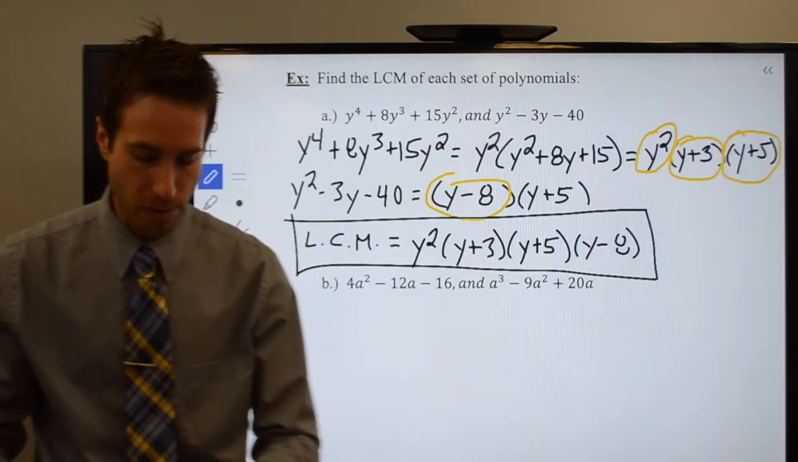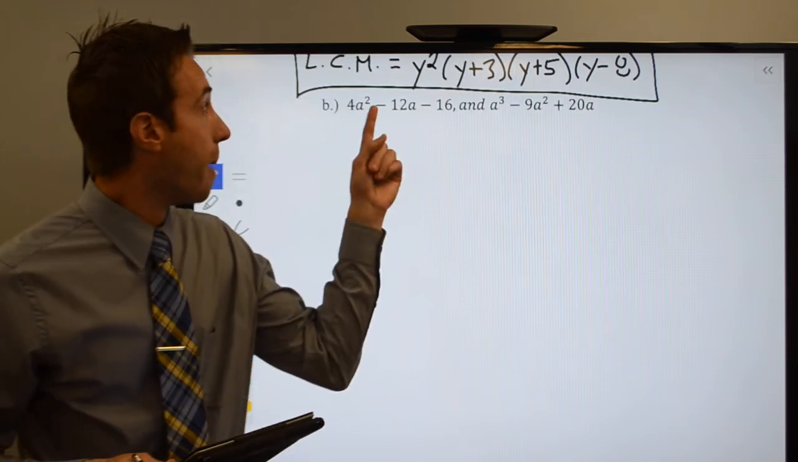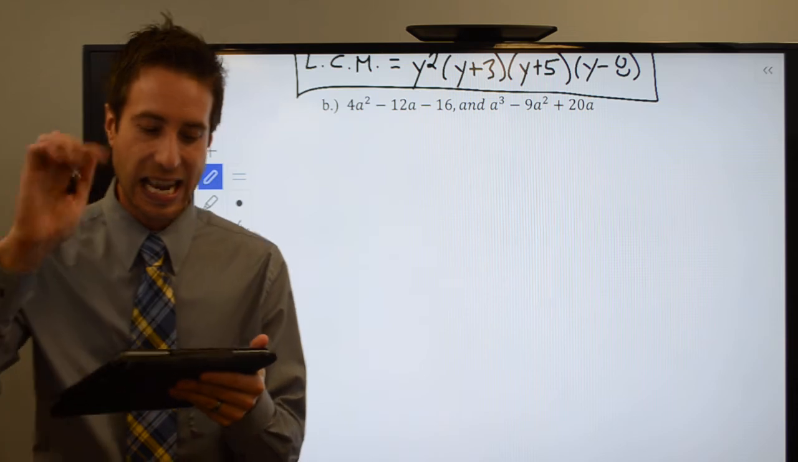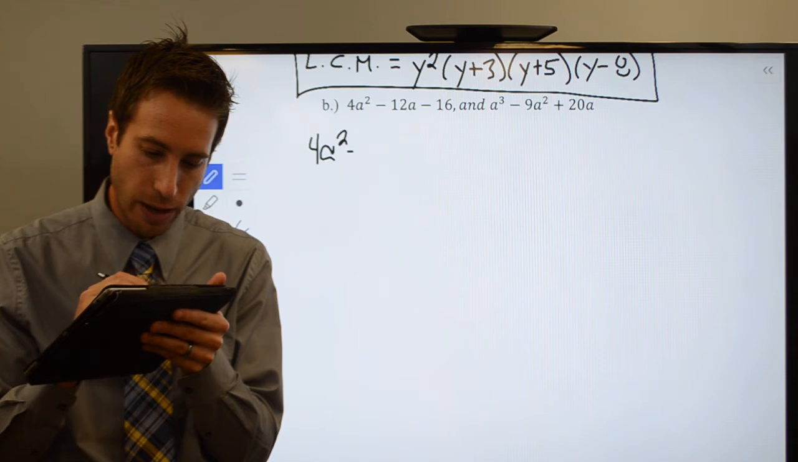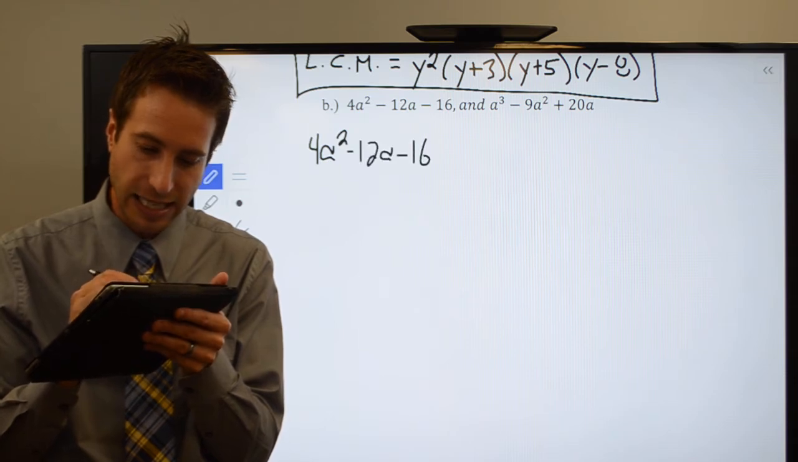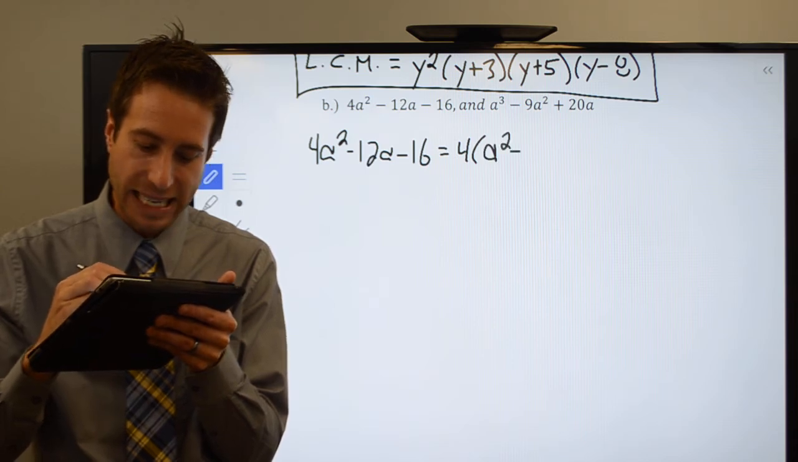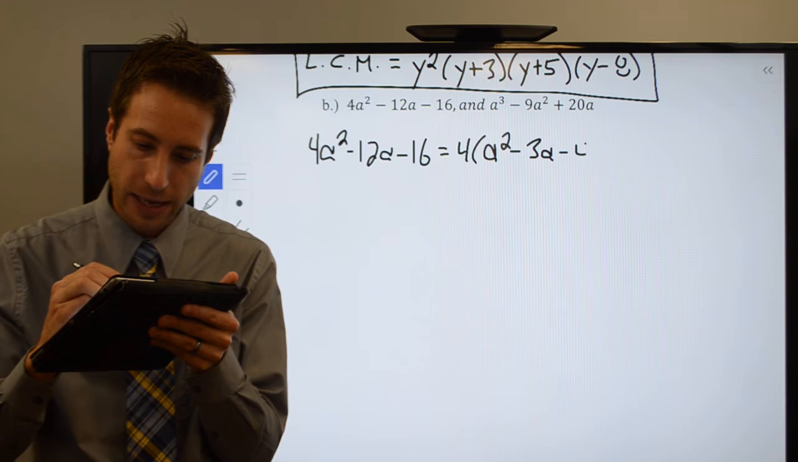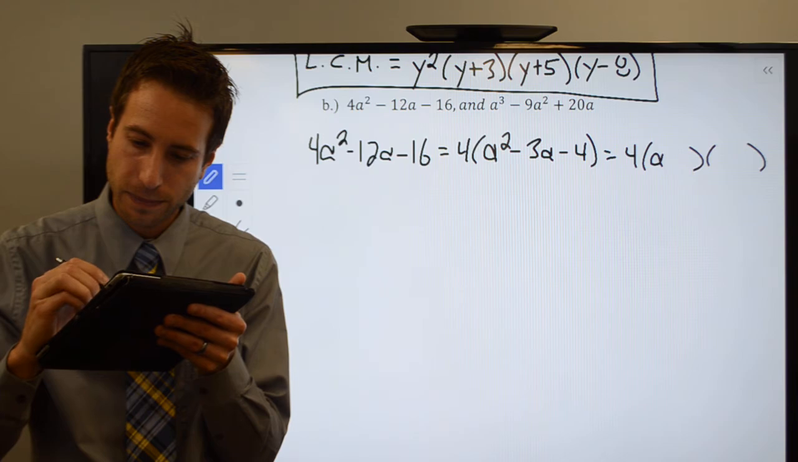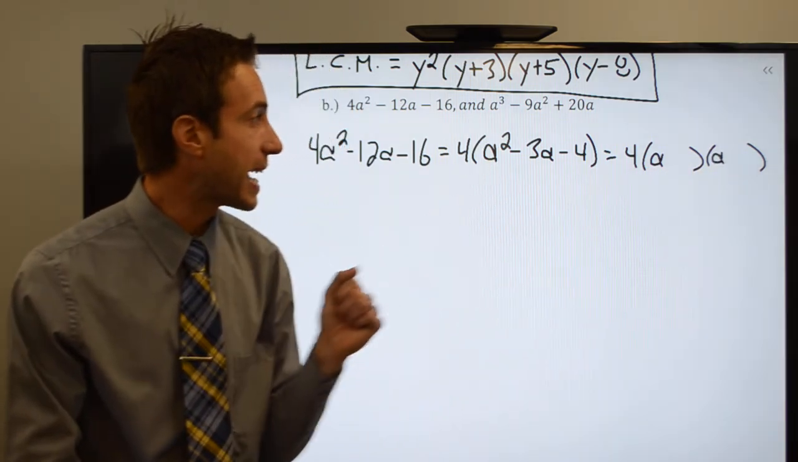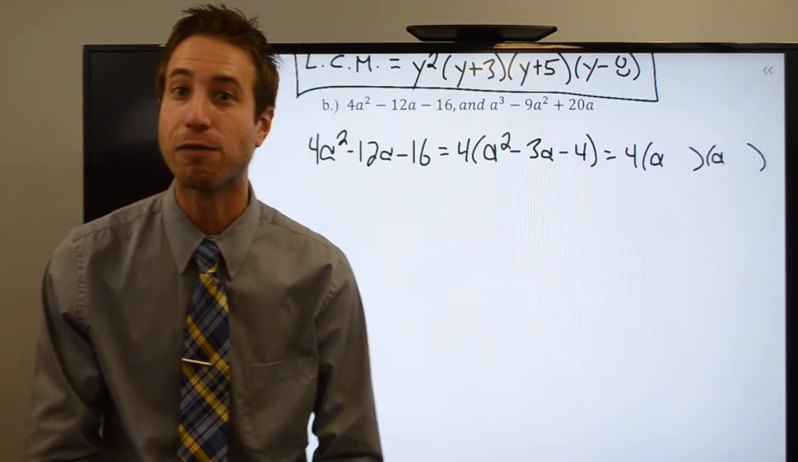All right, let's try one more here. All right, so 4a squared minus 12a minus 16. I recognize, hey, I can pull a 4 out of all of those guys. Start by factoring out a 4, which will leave me with an a squared minus 3a minus 4. Hopefully that'll factor. So a times a gets me a squared. I need two numbers that multiply to negative 4, sum to negative 3. How about a negative 4 and a positive 1?